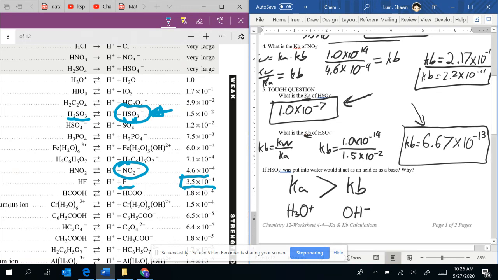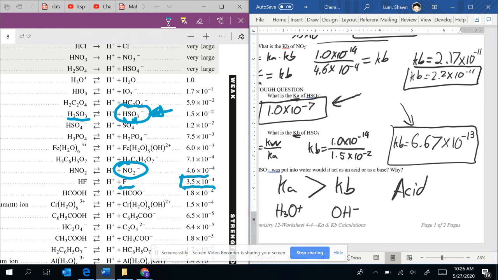So if you put HSO3 in water, what will it become? It will be an acid. And you can simply say, because Ka is bigger than Kb. Okay.